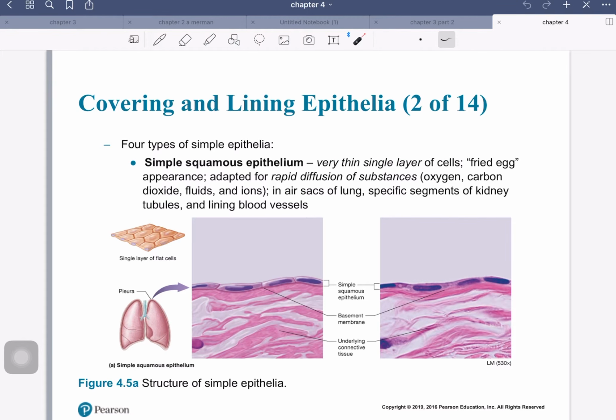Often on the side look, they're described as having a fried egg appearance, and they do allow typically for rapid diffusion of substances. Now what would this be? Things like oxygen, carbon dioxide, fluids, ions. So not surprisingly, we see these in part of the alveoli of the lungs, part of the tubules within the kidneys, lining of certain blood vessels.